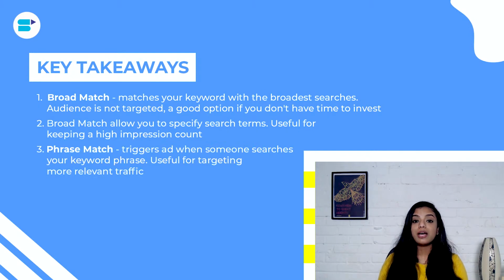Phrase match, on the other hand, will trigger your ad only when a person searches the exact key phrase in the correct order that you've specified. However, it can still display your ad for searches that include additional words. Phrase match is a great option when you've already narrowed down a specific term that you want to target or bid on, so that you can utilize your ad budget for more significantly important keywords.